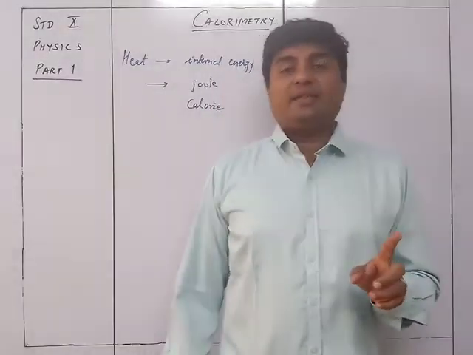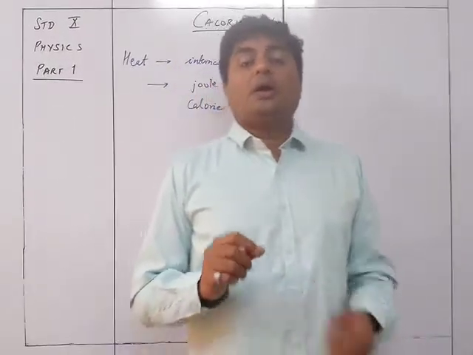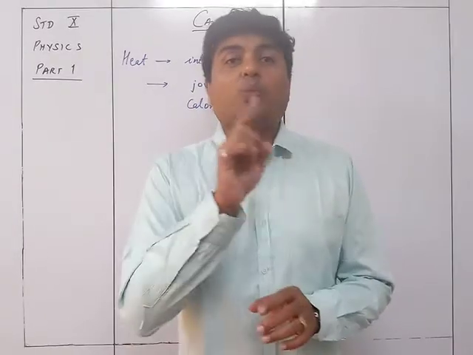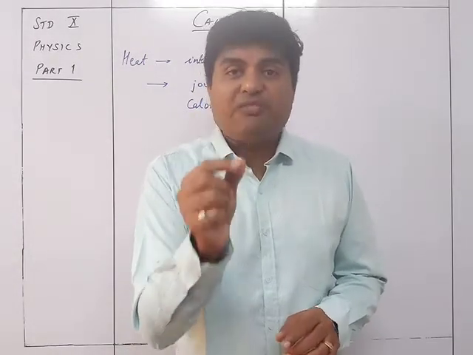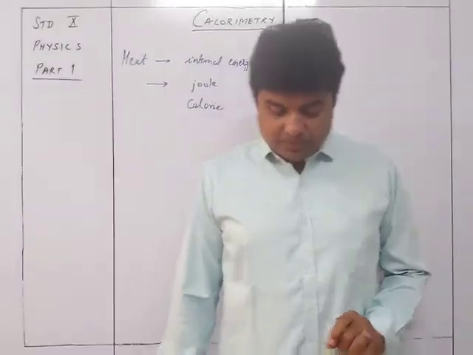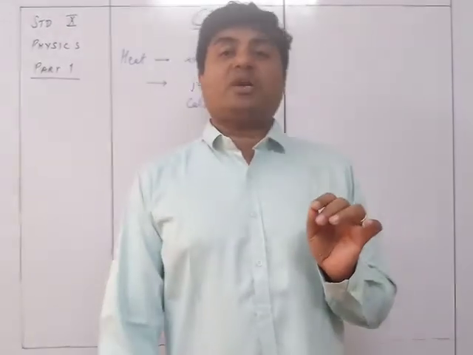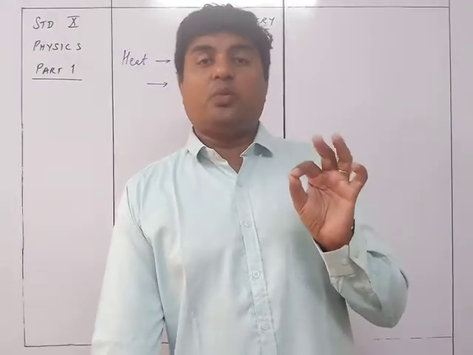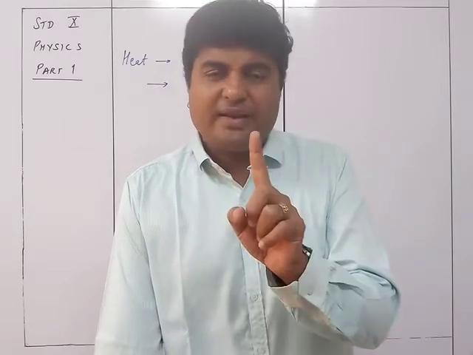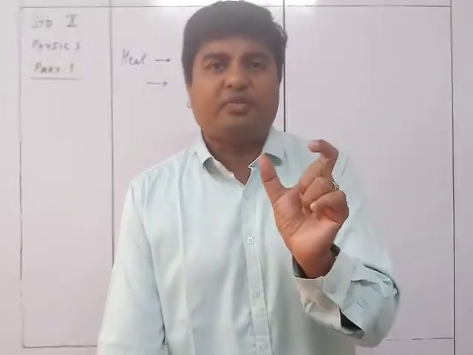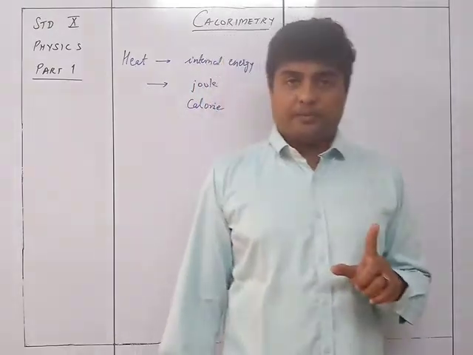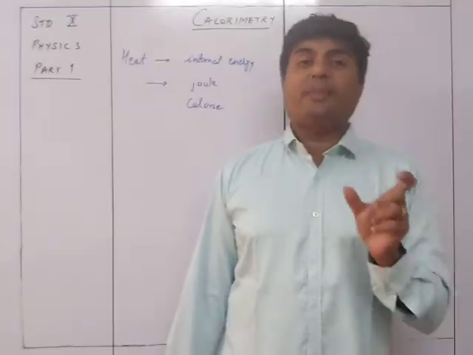And that is the reason they have modified this particular definition, and they have converted it into a form that is not a 1 degree change but specifically between 14.5 degrees to 15.5 degrees Celsius. So when the temperature of the water is changed from 14.5 degrees to 15.5 degrees, that is of course a 1 degree change, but only between 14.5 and 15.5, only then the amount of heat required is 1 calorie. Okay, so we are becoming very precise now.